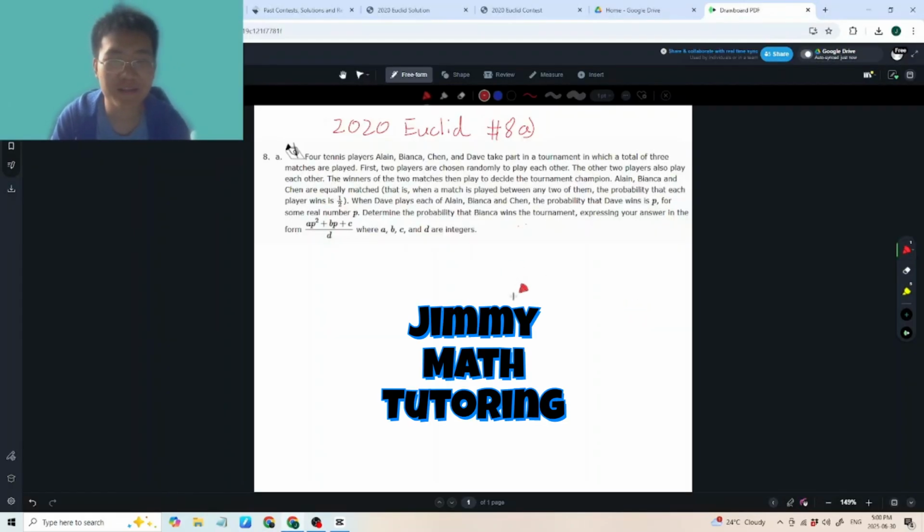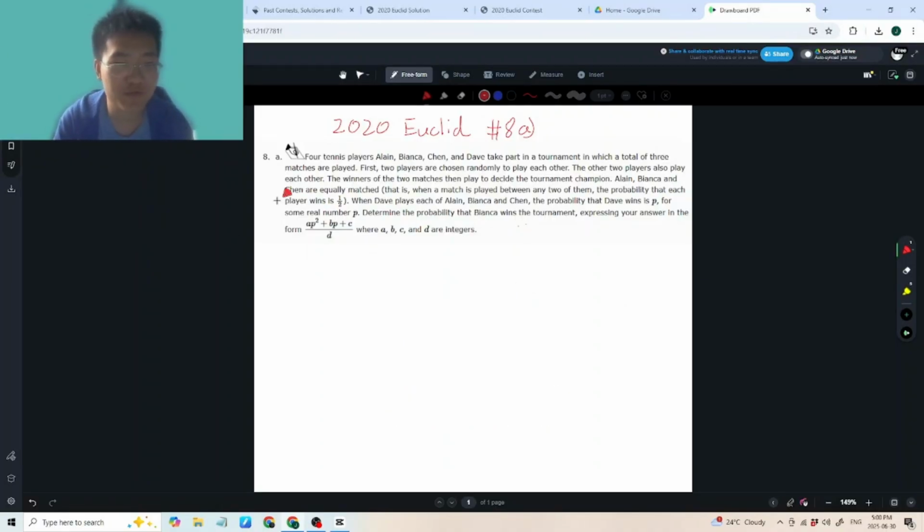Today we're going to look at this 2020 Euclid question number 8a. Just a quick reminder, if you see this symbol before any question on the Euclid, that means it is a full solution question. You're going to have to write out all of your steps in detail in order to get full marks on the question. All right, let's just jump right in.